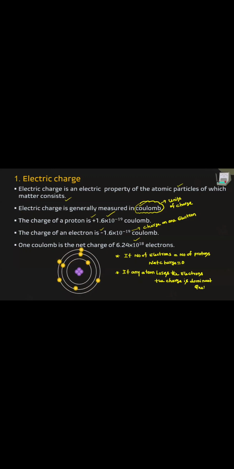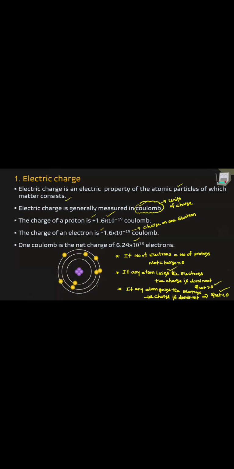That is Q net greater than 0. If any atom gains electrons, which is dominant, positive charge or negative charge? Negative charge is dominant. If it is gaining electrons, meaning more electrons, the net charge becomes negative, Q net less than 0. If it is losing electrons, Q net is positive, greater than 0. If it is gaining electrons, Q net less than 0, negative charge is more dominant.